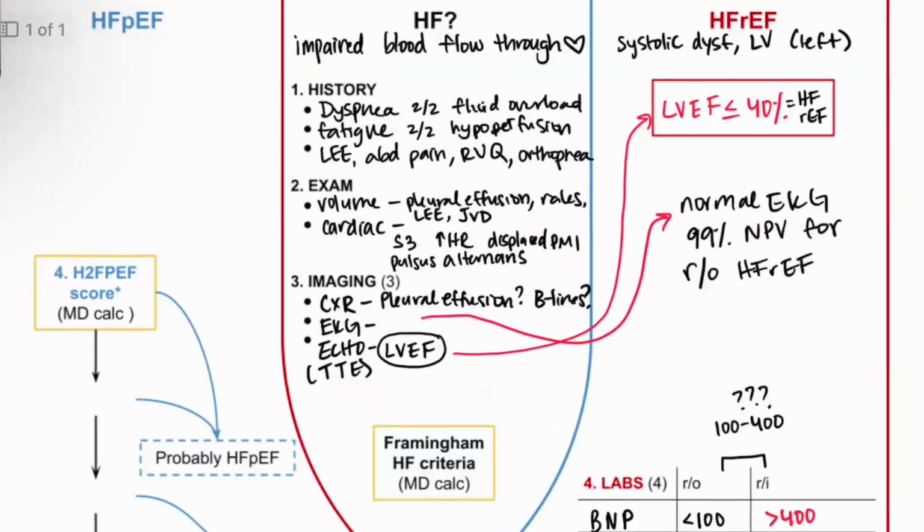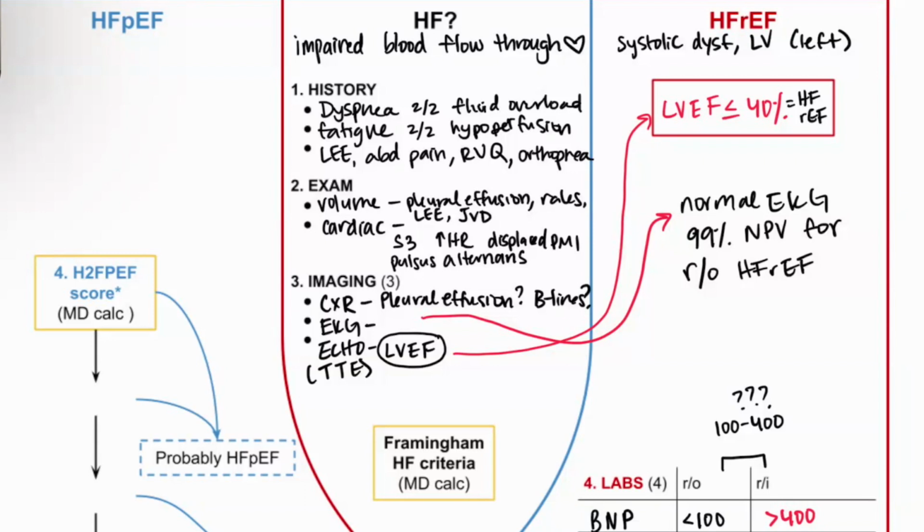All right, so that's reduced ejection fraction. To recap, if the echo ultimately shows a left ventricular ejection fraction of less than 40%, we call this HFrEF, or heart failure with reduced ejection fraction.